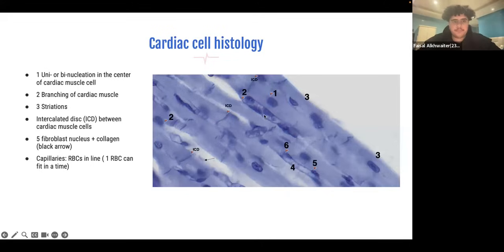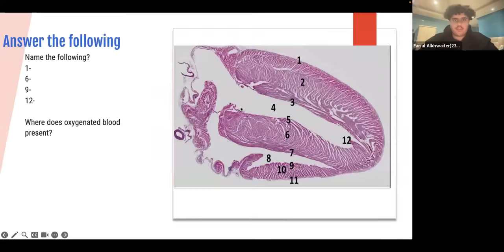You can see them here. So basically, the muscles go like this, so they attach like that. And then you also have your capillaries, where you can see the RBCs passing one next to another. So can someone help me?